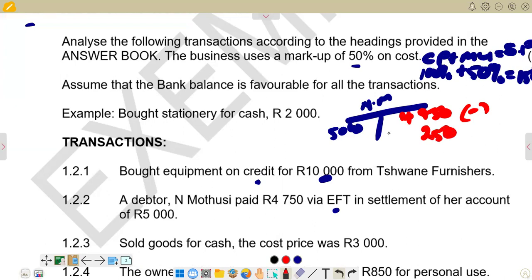So on the double entry of 4,750, we are crediting the debtors control and debiting the bank, since this is a payment through EFT. On the 250, we are crediting the debtors control and debiting the discount allowed account. So these are the two double entries that we have there. Now we go and summarize that.